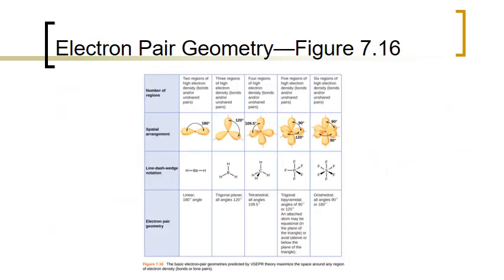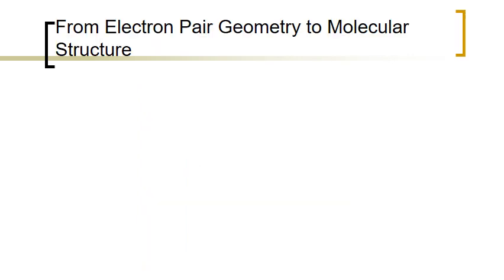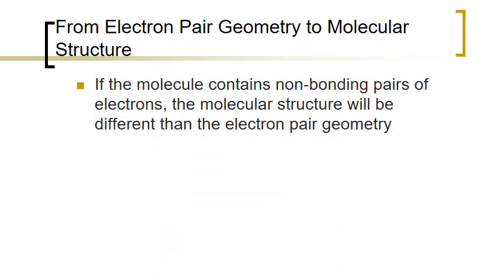So electron pair geometries, that's what we did last time. The repulsion of electrons around the central atom, those gave us the bond angles for a particular molecule. Now we will see the influence of lone pairs to go from electron pair geometry to structure. If the molecule contains non-bonding or lone pairs of electrons, the molecular structure will be different than the electron pair geometry.